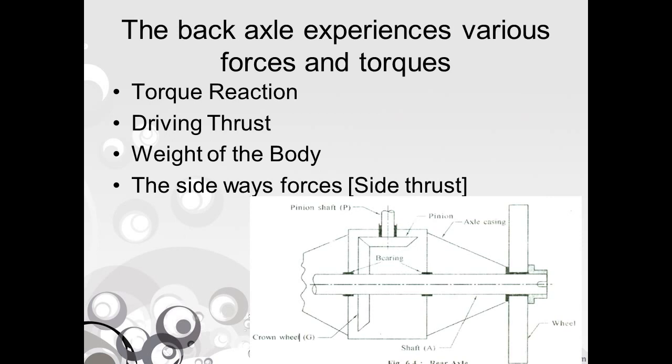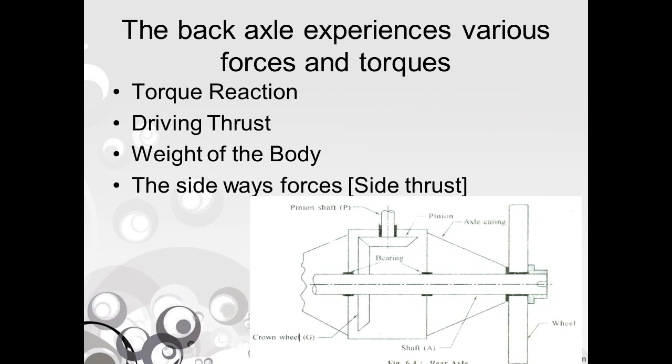Second one, driving thrust. The driving torque produced in the engine causes a thrust on the road wheels. The sudden jerk has to be transmitted from the axle casing to the chassis frame and the body of the vehicle. To do this, the thrust member or radius rod is used. These members are attached to the axle casing and chassis frame in the longitudinal direction.